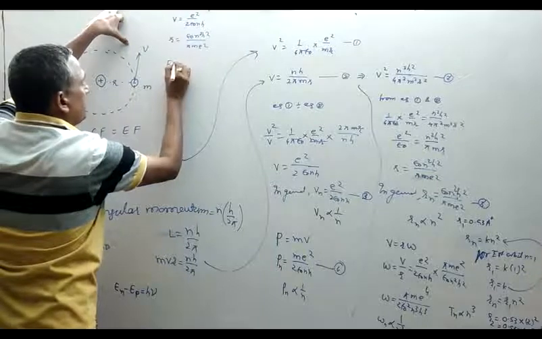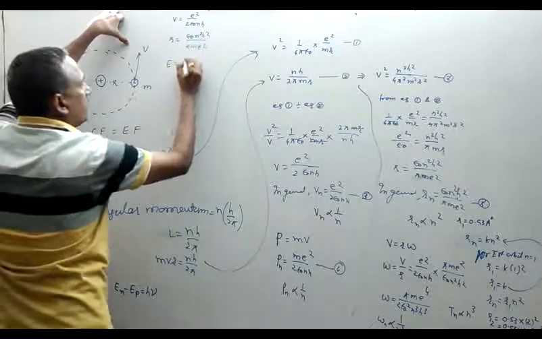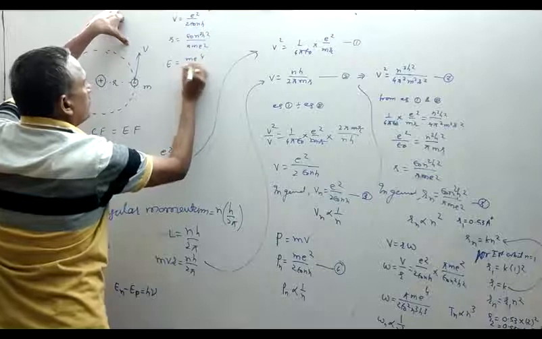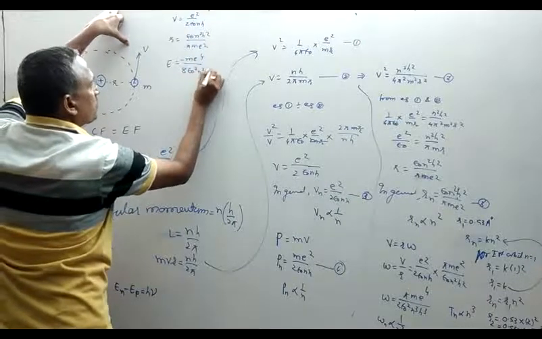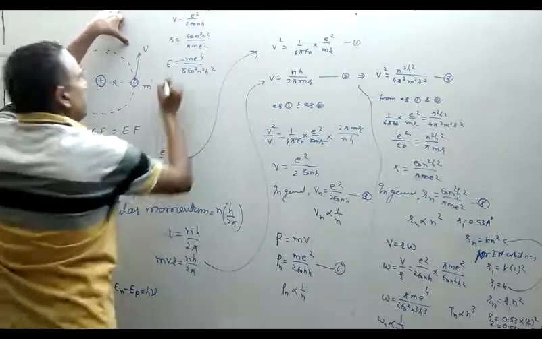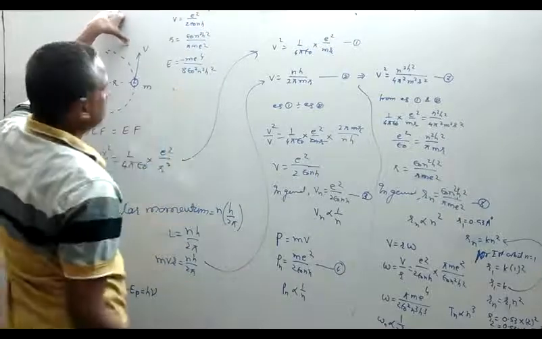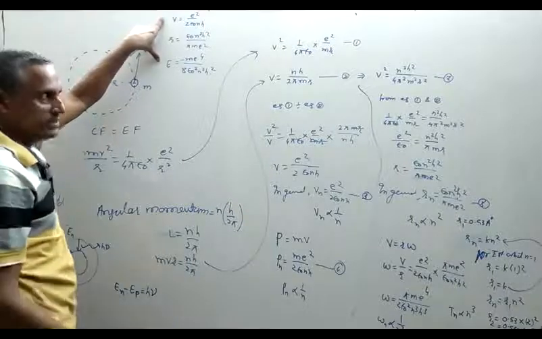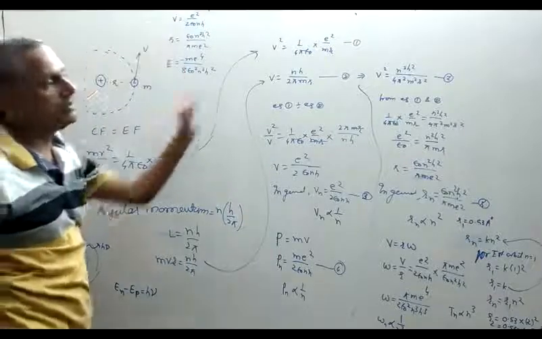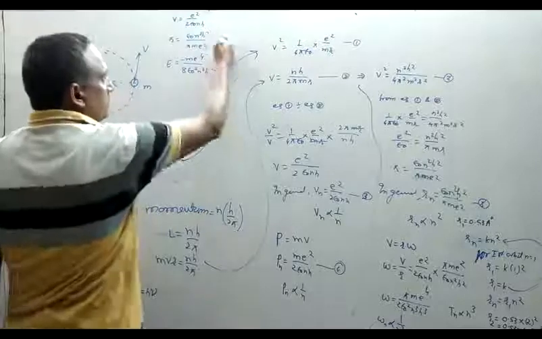Similarly, the energy of an electron is represented by minus m e to the power 4 upon 8 epsilon 0 square n square h square. Now momentum P is in this way. These are the important formulas for board examination, and different formulas can be determined by using these formulas.